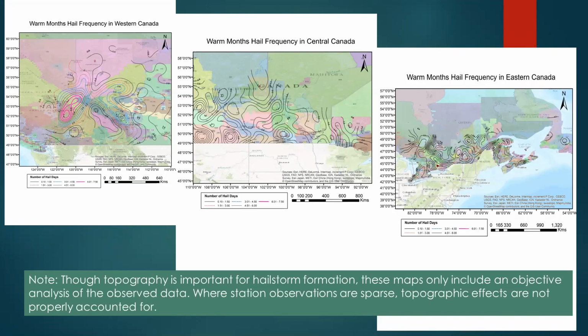One thing I want to mention: in areas where we have a lot of stations, this objective analysis probably does a pretty decent job of figuring out where the areas of higher and lesser hail frequency are. But topography does influence hail formation very strongly. And where we don't have a dense network of observing stations, then certainly what we're seeing is an approximation. So those topographic effects aren't accounted for in this analysis. This is strictly an objective analysis that was done by computer of the data.